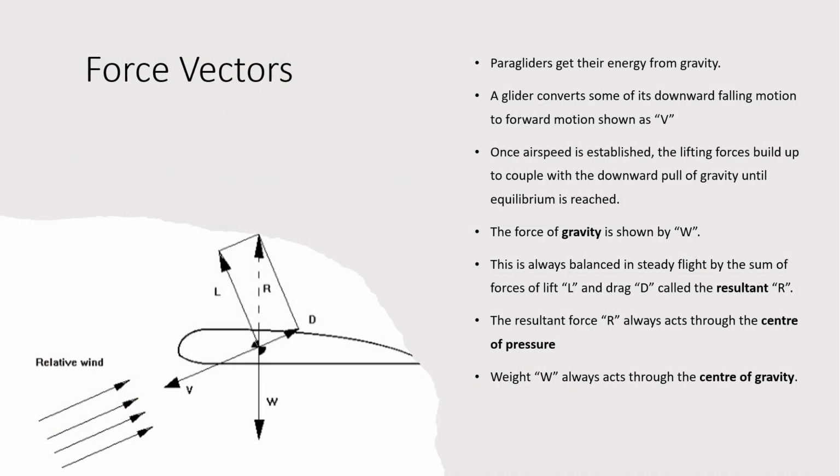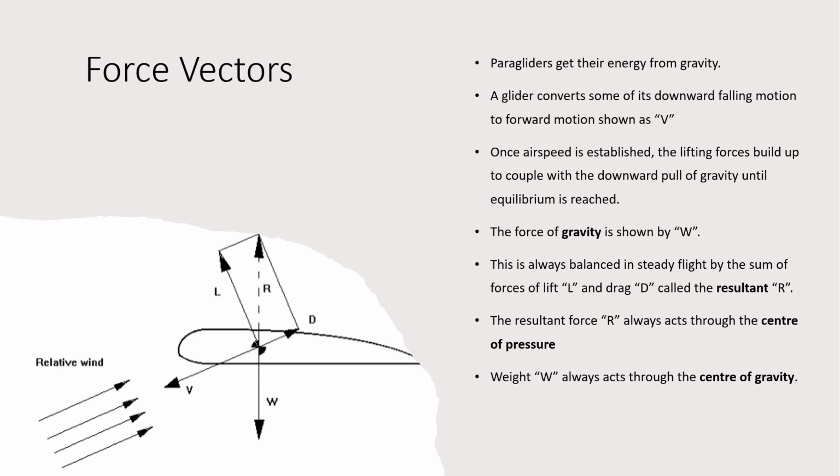The downward force of gravity is shown by the vector labelled W for weight in this diagram. It is gravitational pull that applies the forces to the glider wing, and some of the downward motion is then converted into forward energy, shown in the diagram as V for velocity. The airspeed that is developed by the velocity of the wing generates lift, shown here by the vector L, which pulls the glider both upwards and forwards.